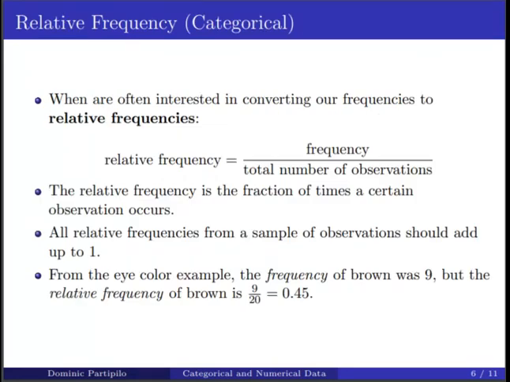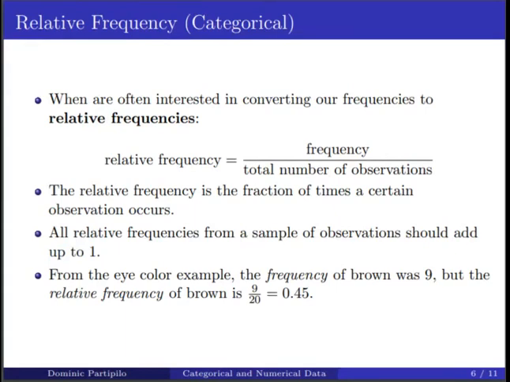Now let's talk about what are called relative frequencies. A relative frequency is the frequency divided by the total number of observations. This is nothing more than the fraction of times a certain observation occurs in a sample. All relative frequencies from a sample should add up to 1.